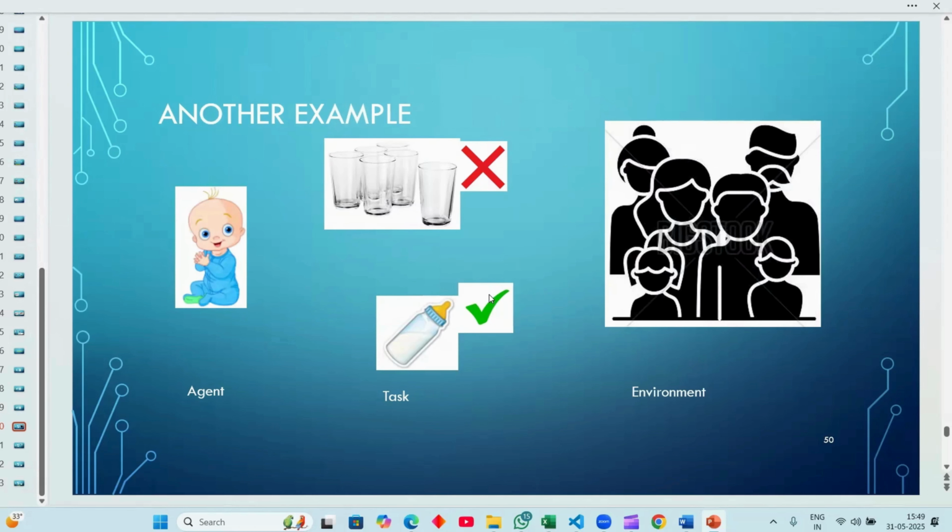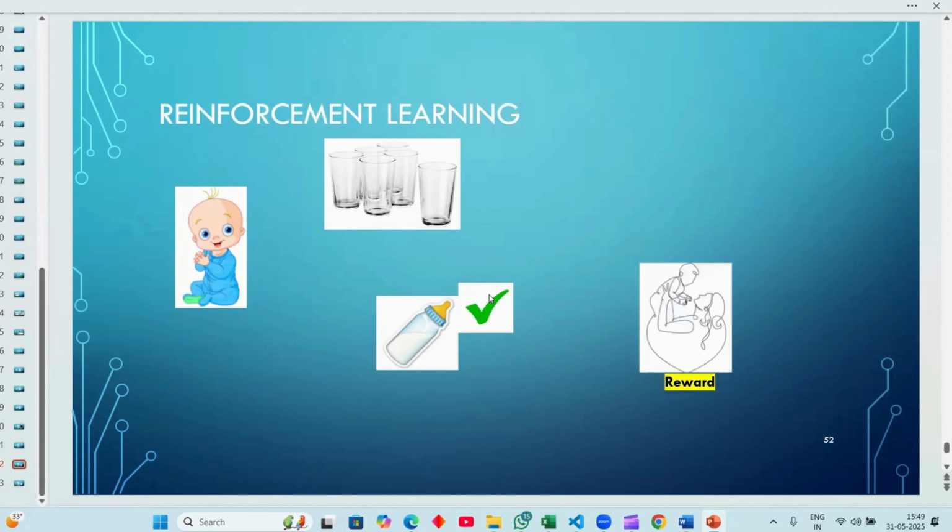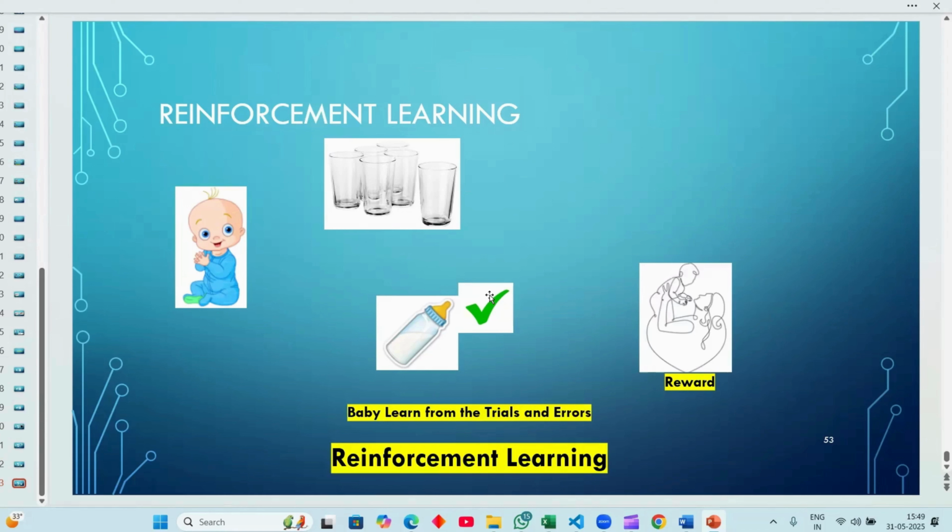So let's take another example. We have an agent called a baby, where the punishment is a glass and the reward is milk. Like parents, if the baby cries or does something wrong, we punish him with a glass. We don't provide any food or milk to the baby. If the baby is calm and silent and doing his work, the environment will be happy and it will provide the reward, so we provide a milk reward. Like that, the baby learns from trial and error. Like that, reinforcement also learns from trials and errors. This is nothing but reinforcement.